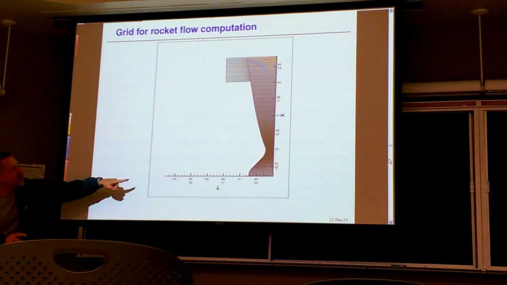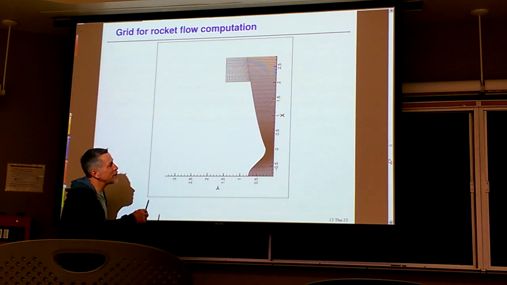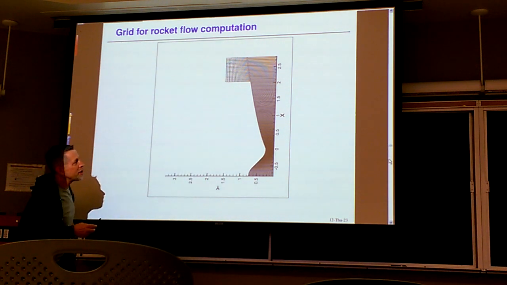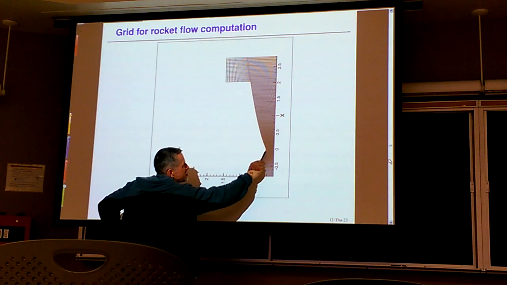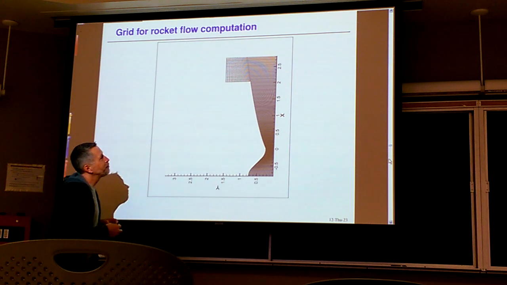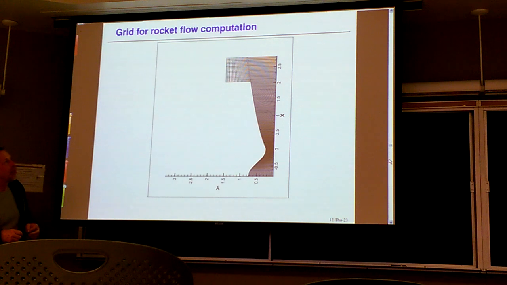This is just an example of the kind of thing that you do if you're going to actually do the fluid mechanics. This is an actual grid for studying the flow inside of and just downstream of a rocket nozzle. So this is sort of upstream. This is the throat. So you get a Mach disk here, supersonic flow here. This is a fairly gently expanding nozzle, as you can tell.